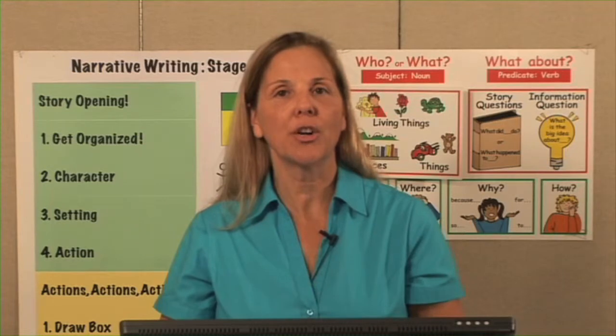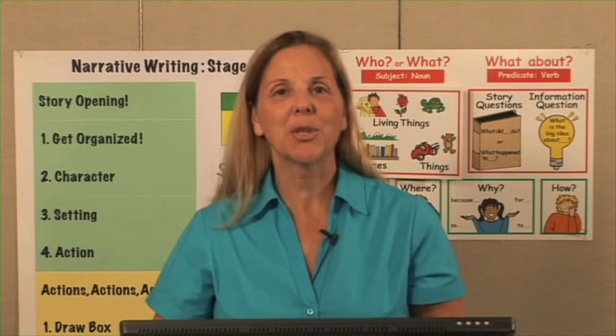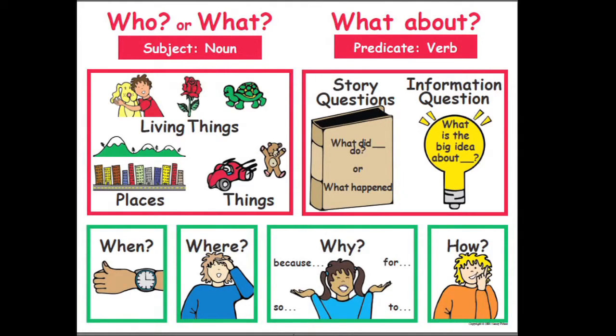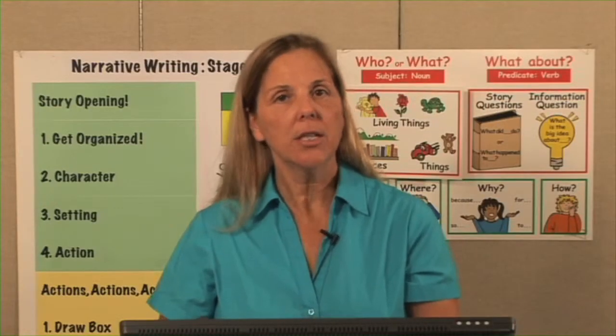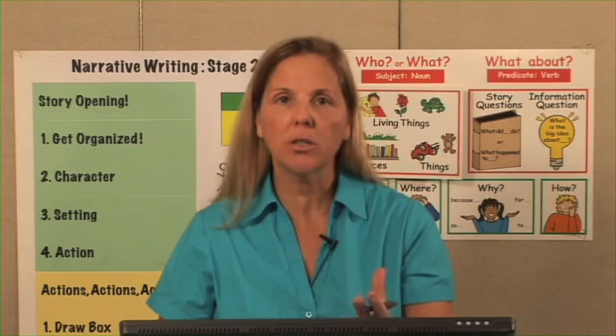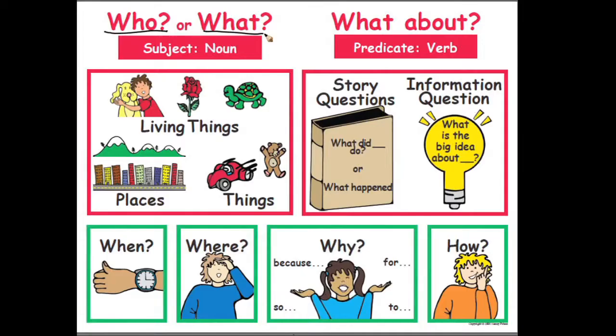Now let's look at the chart in color. Notice on your screen you have the color-coded who what chart on display. Let's go back and look at this again. So when we're looking at our subject, what do we have? Our who or what is the information about. So when we're forming a sentence, we always start with that, our subject, who or what.